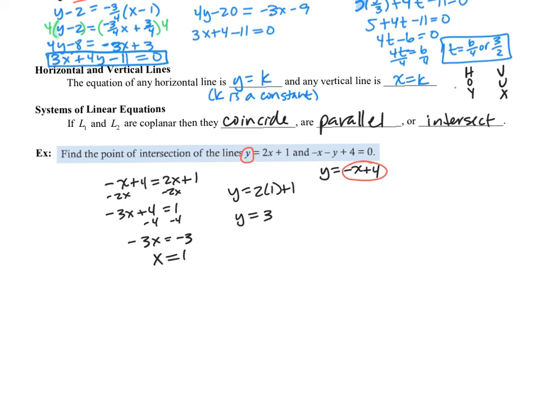So now the direction said find the point of intersection of the two lines. The x value of that point is 1. The y value of that point is 3. So let's write our answer as an ordered pair, and we'll write it (1, 3), and that's the point of intersection.